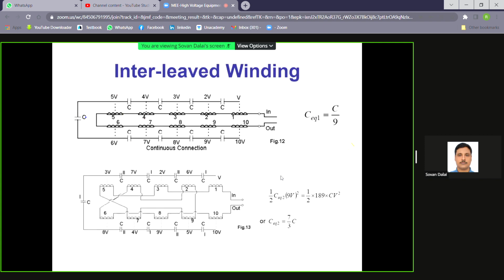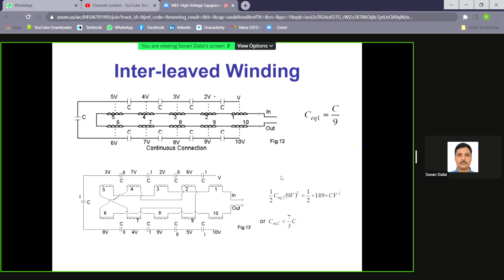Now we'll move on to the much more commercially accepted method for the linearization of the potential distribution along the transformer winding, that is called the interleaved winding. First one is the continuous connection. Suppose for simplicity you consider a particular winding consists of 10 discs, 1 2 3 4 5 6 7 8, and for simplicity each disc is sharing the same voltage.